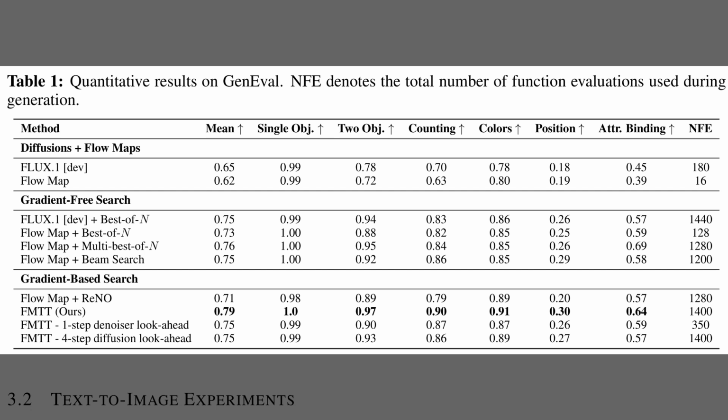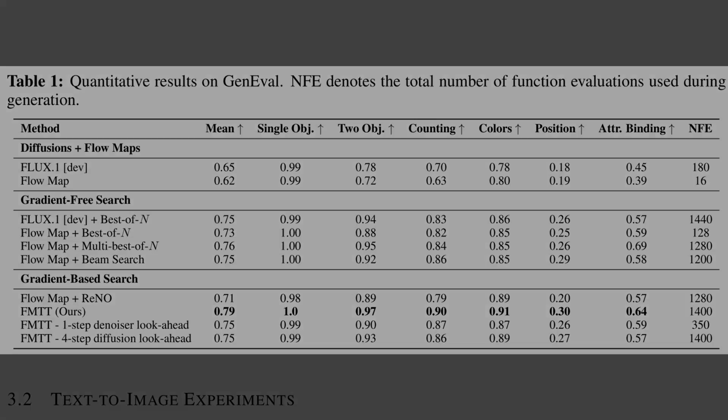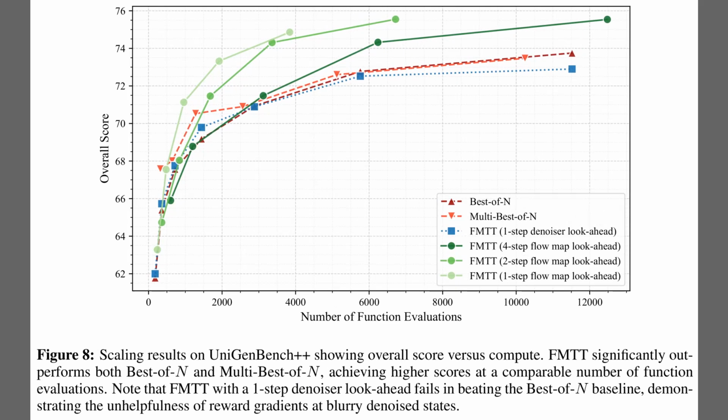So while Figure 3 described the mechanism, Table 1 reports how different search strategies perform on the general eval benchmark. The base FluxDev diffusion scores about 0.65 on average, and the distilled flow map alone is slightly lower but far cheaper in function evaluations. Gradient-free searches on top of the flow map recover and slightly exceed the base scores. Gradient-based flow map trajectory tilting achieves the best mean score, while keeping the number of function evaluations comparable to other strong methods.